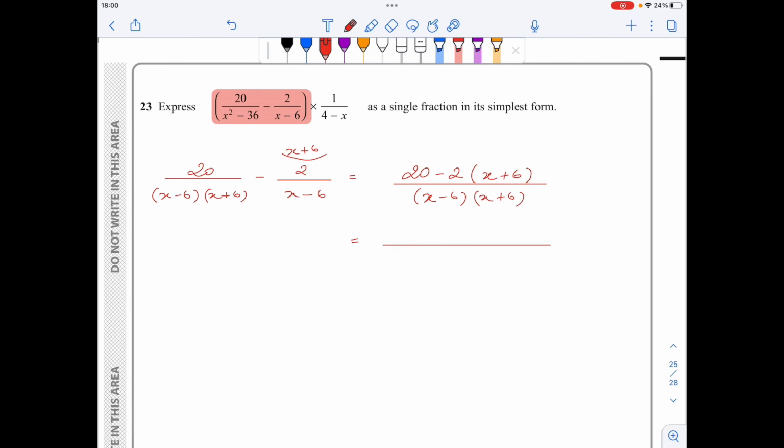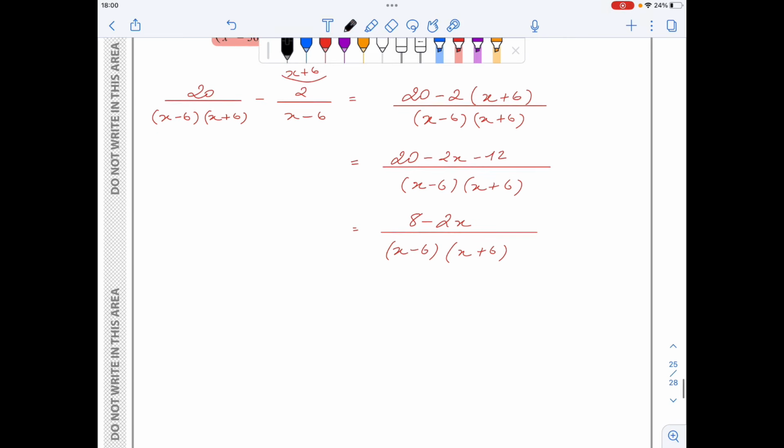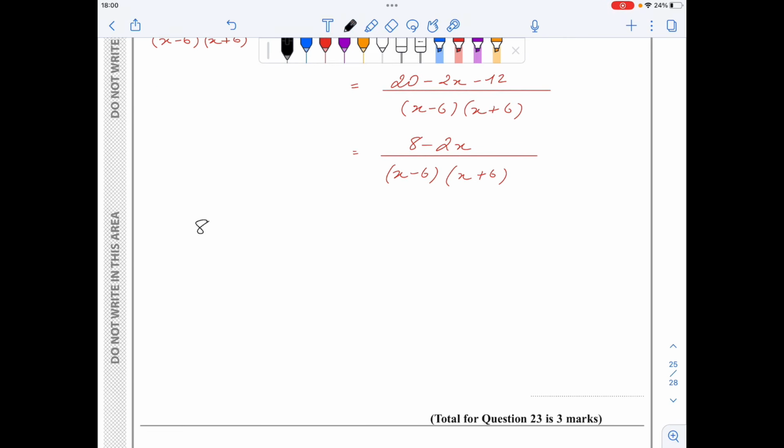Now let's expand the top. 20 minus 2x minus 12. The denominator stays the same. So if I simplify, I'll get 8 minus 2x over x minus 6, x plus 6. So now I can carry out the multiplication as well. 8 minus 2x over x minus 6, x plus 6, times 1 over 4 minus x.